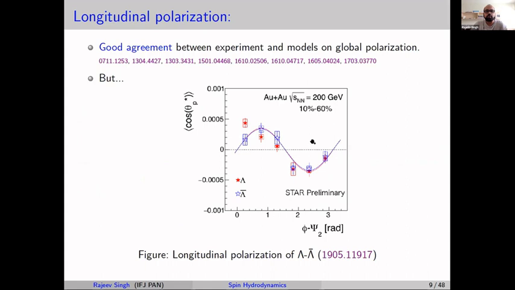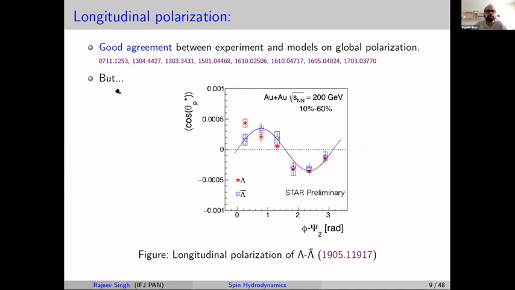Yeah. So what I was saying is that the models which are thermal based, or the local thermal equilibrium of spin degrees of freedom, have found a good agreement with the experiment, means the experimental data on the global spin polarization, and these are the articles of various groups working on this.